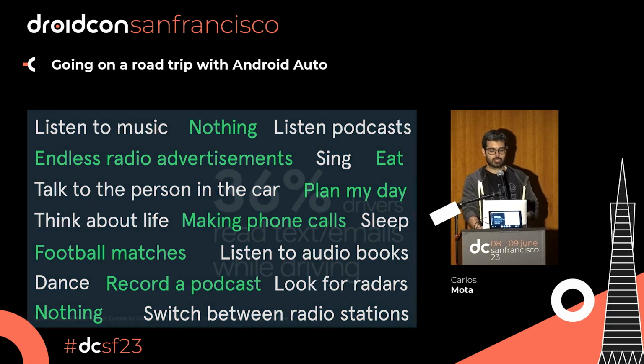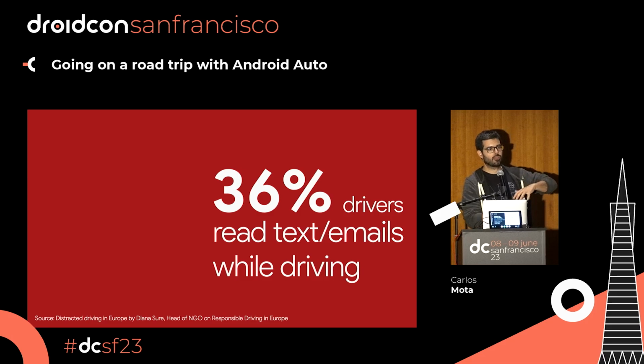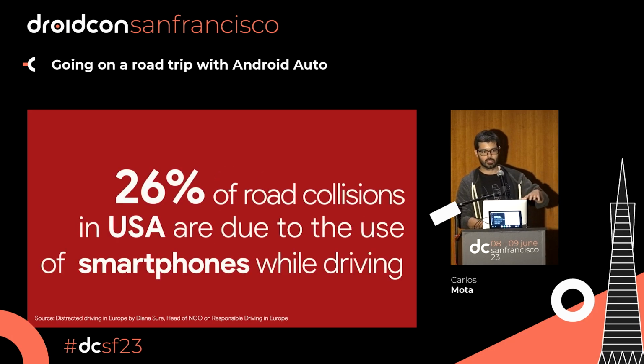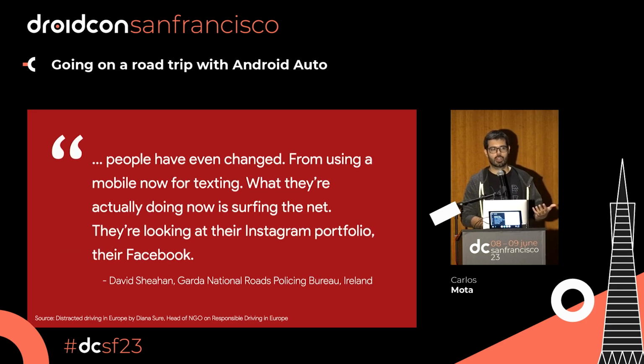It's also important to mention that although we can do all of these things while commuting, around 36% of drivers read text and emails while driving. And this means that only in the United States, 26% of all road collisions happen because people are using their smartphones while driving. A couple of years ago, this happened because they were sending texts or answering calls. Nowadays, most of these numbers are because people are on Facebook or Instagram. They are just lost on their devices.